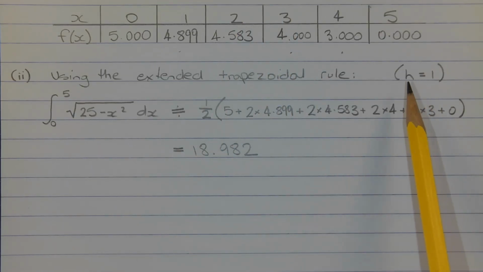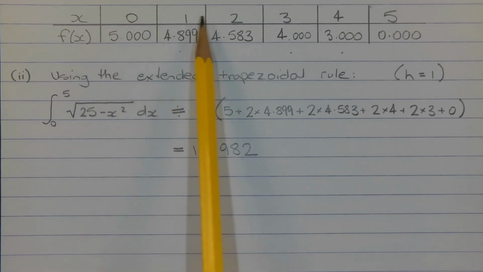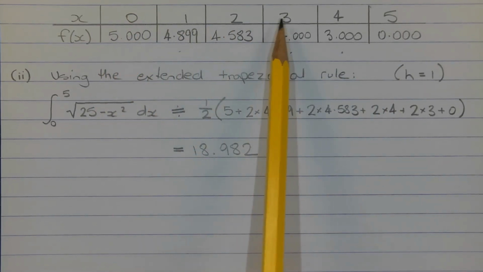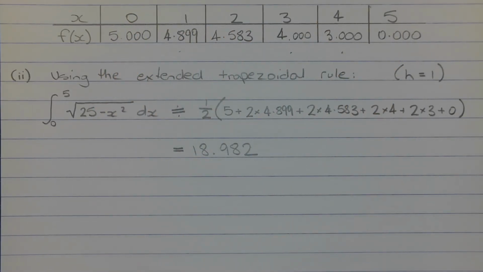We can also think of h as the common difference in this arithmetic sequence, 0, 1, 2, 3, 4, and 5. So the integral of the square root of 25 minus x squared dx from x equals 0 to x equals 5 is approximately equal to h over 2, or 1 over 2 times open bracket 5 plus 2 times 4.899 plus 2 times 4.583 plus 2 times 4 plus 2 times 3 plus 0 close bracket, which is equal to 18.982.